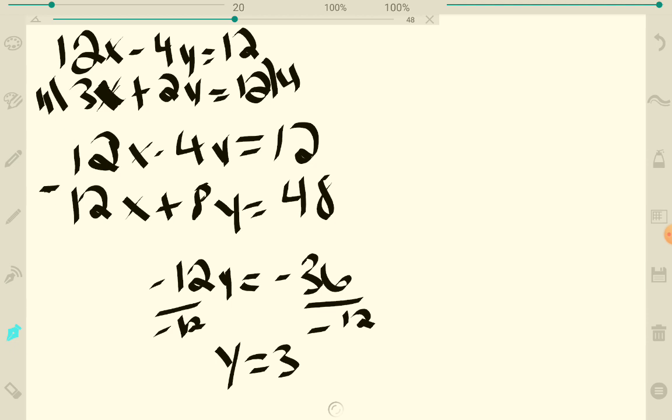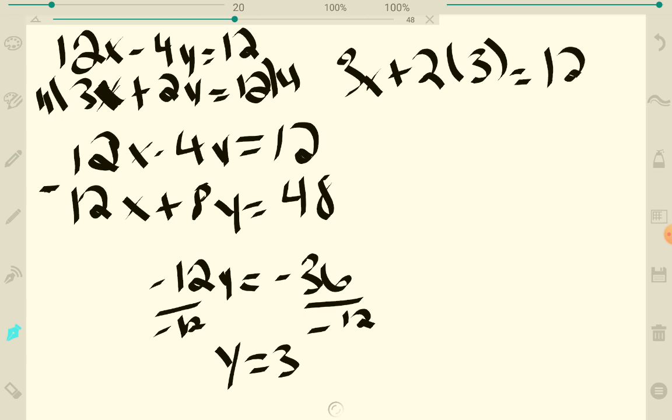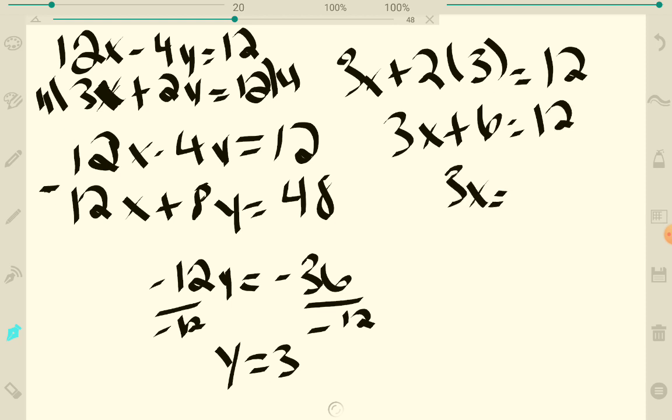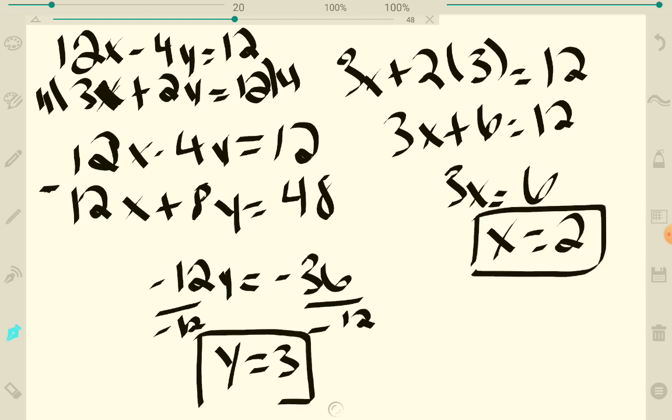Plug y equals 3 into the bottom equation. 3x plus 2 times 3 equals 12. 3x plus 6 equals 12. Subtract 6 from each side. 3x equals 6 and x equals 2. So for this problem, x equals 2 and y equals 3.